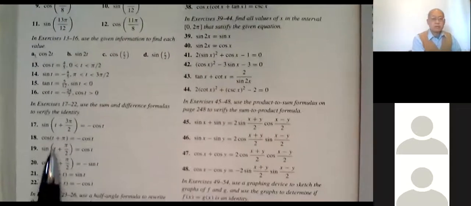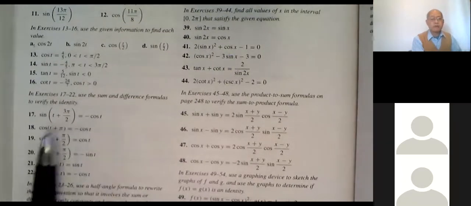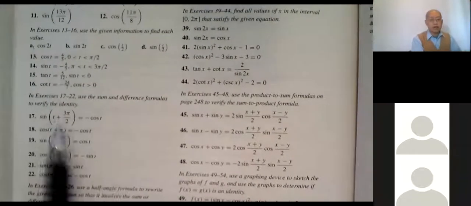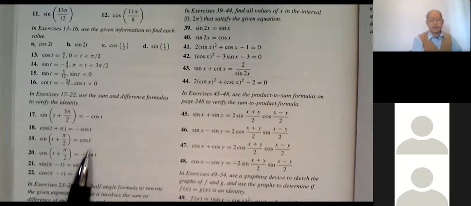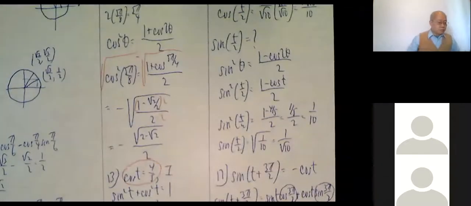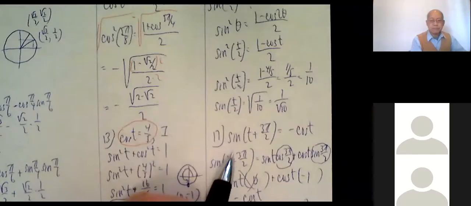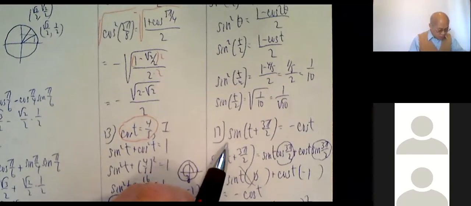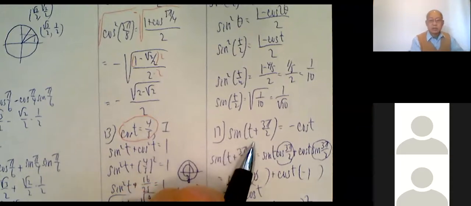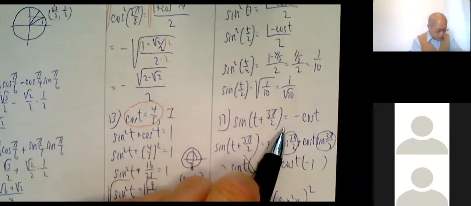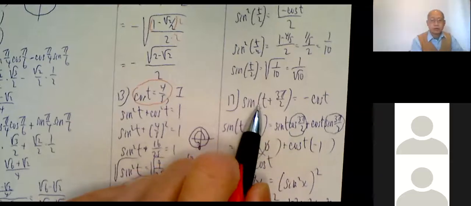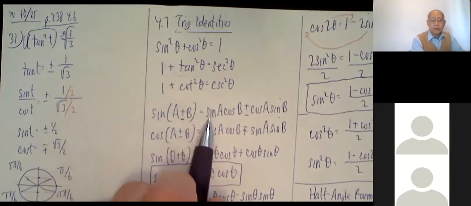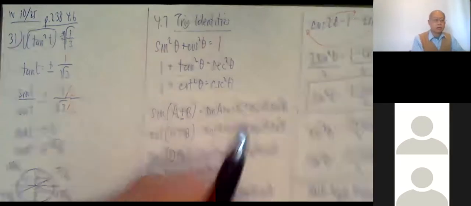All right, then how do you do some of these problems? Use the sum or difference formula to verify the identity. Just use the formula to verify the right-hand side. It's like a trig identity that you did in trig, hopefully. I'll show you one of those perhaps. Okay, 17: sine of (t plus 3 pi over 2) is the same as negative cosine t. So I use the formula for the sine of a sum: sine A cosine B plus cosine A sine B.